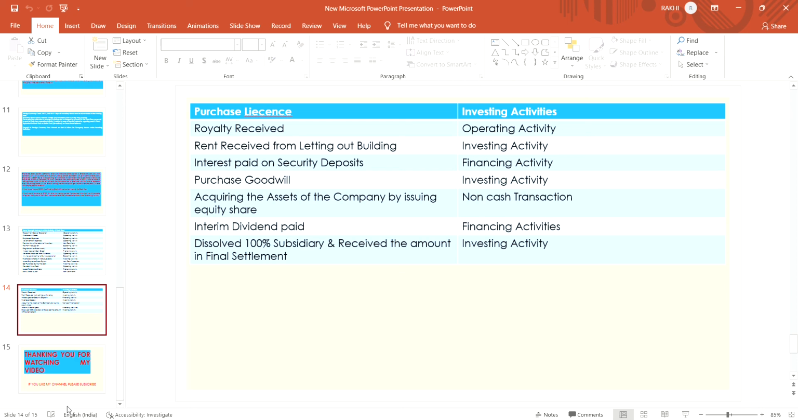Purchase of goodwill is an investing activity. Acquiring an asset of the company by issuing equity shares, because equity share is non-cash in nature, is a non-cash transaction. Interim dividend paid, that is a financing activity, if the company has paid any interim dividend. And if the company is dissolved and receives an amount in final settlement, then it is an investing activity.